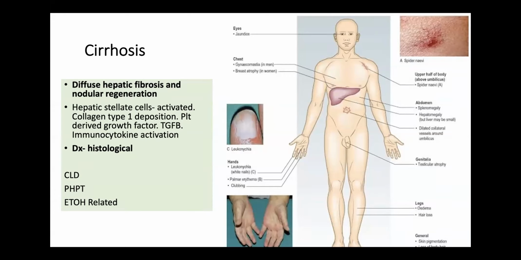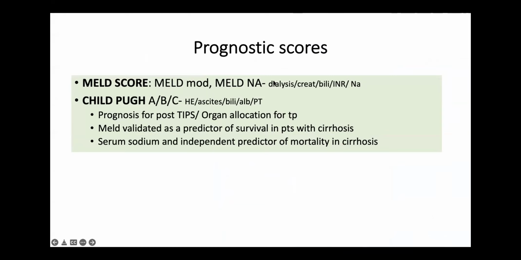Just so our students and registrars remember, you'd have different signs for chronic liver disease, different signs for portal hypertension, and different signs for ethanol-related liver disease, which you need to distinguish. What I've shown here are spider nevi. You need to remember the characteristics of the spider nevi. Remember palmar erythema, and this is a nice diagram to summarize most of the signs and symptoms that you could find in these patients.